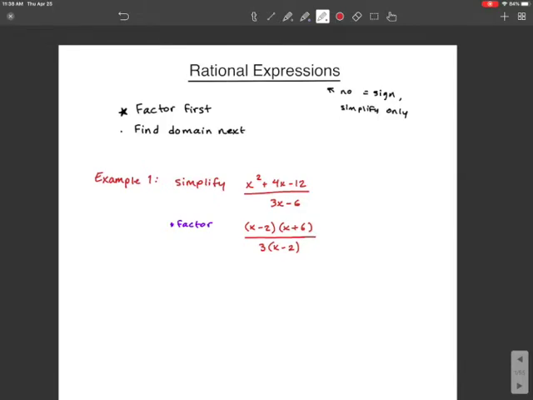3, parentheses x minus 2. All right, cool. So that's the first step in this. All I've done is factor. The next thing that I need to do is find my domain.